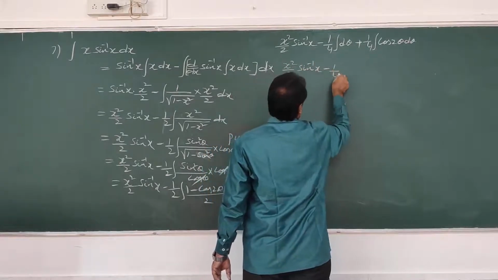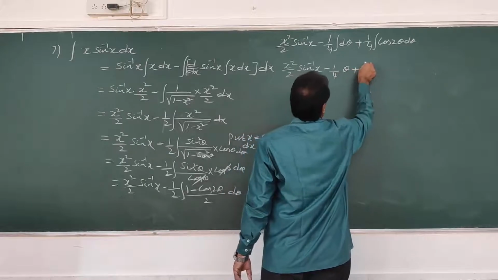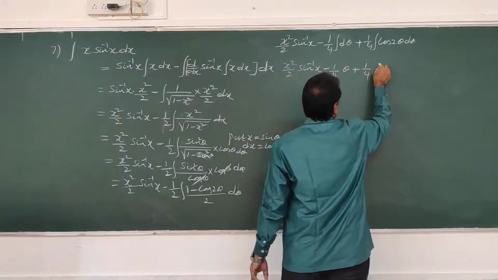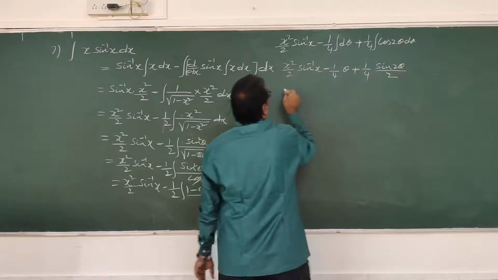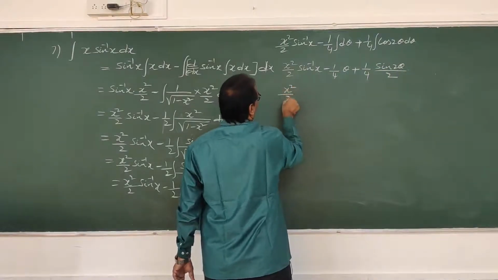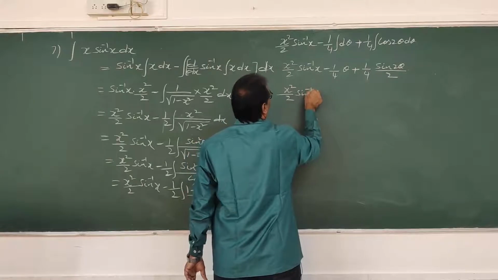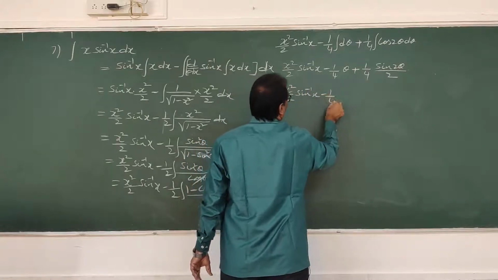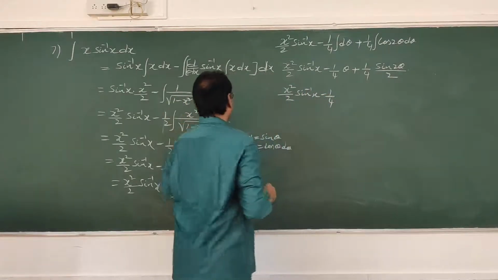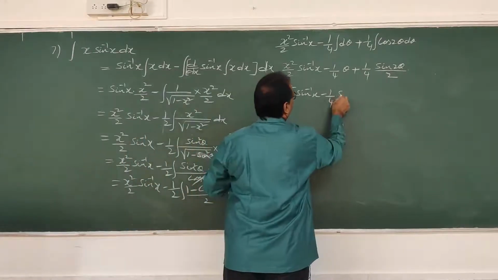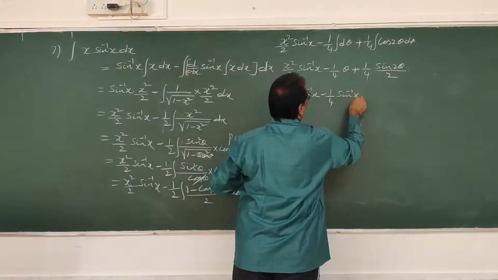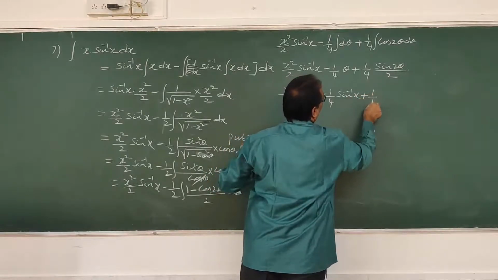So 1 by 4 integral d theta means theta plus 1 by 4. What is the integral of cos 2 theta? Sine 2 theta by 2. Now we have to do x square by 2 sine inverse x minus 1 by 4. What is theta? X is equal to sine theta. Theta is equal to sine inverse x. So this is nothing but half sine inverse x plus 1 by 4.